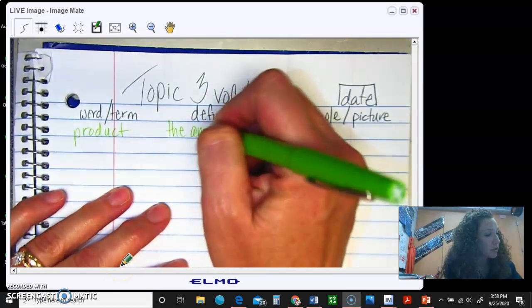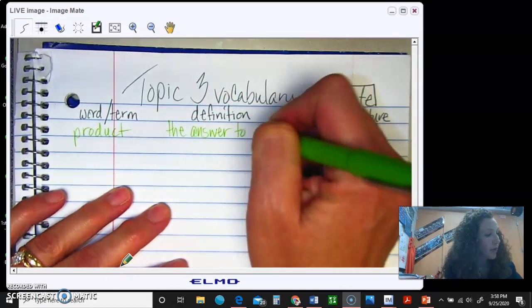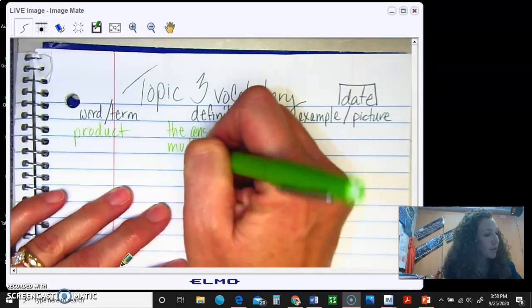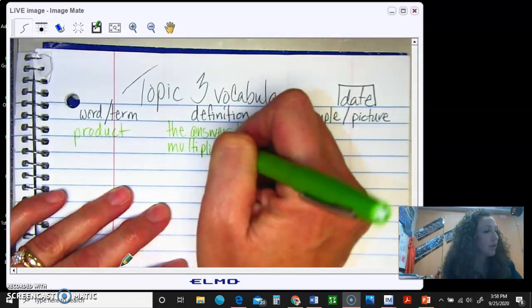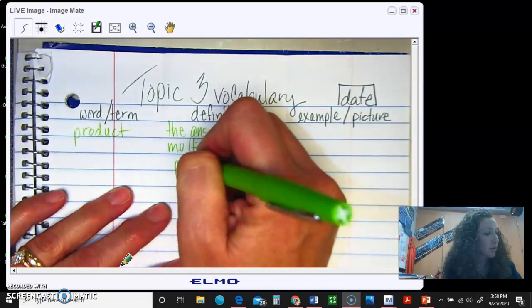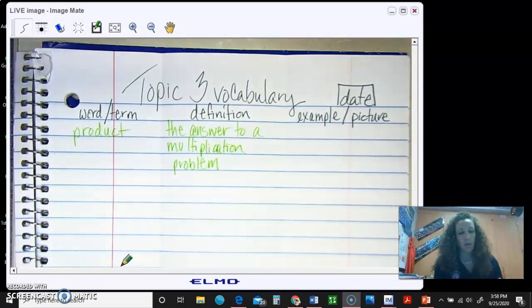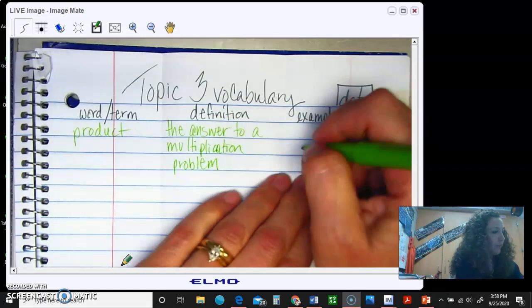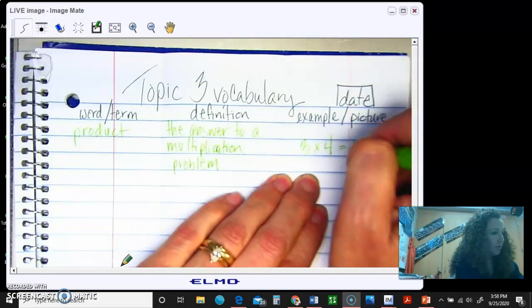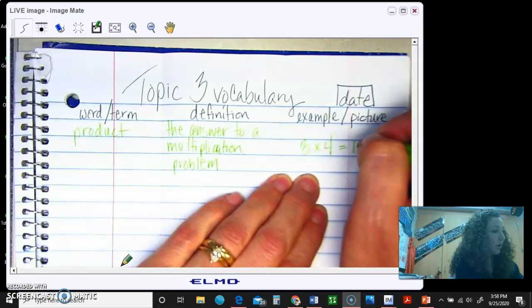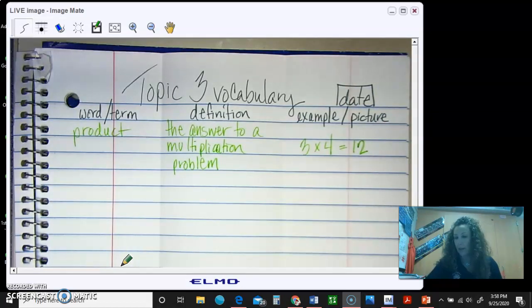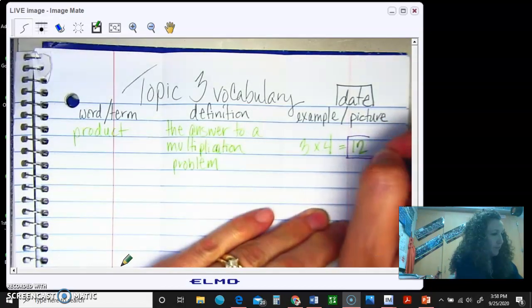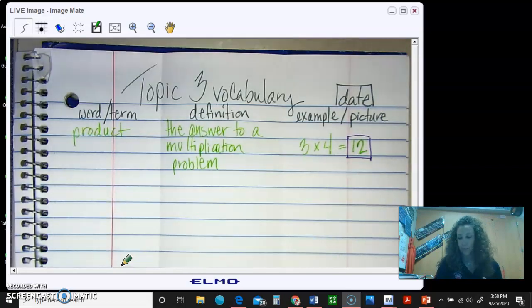The answer to a multiplication problem. Okay, so if we were to say, 3 times 4 equals 12, our product is 12. Okay? That's product. Okay, so we're going to move on to the next term.